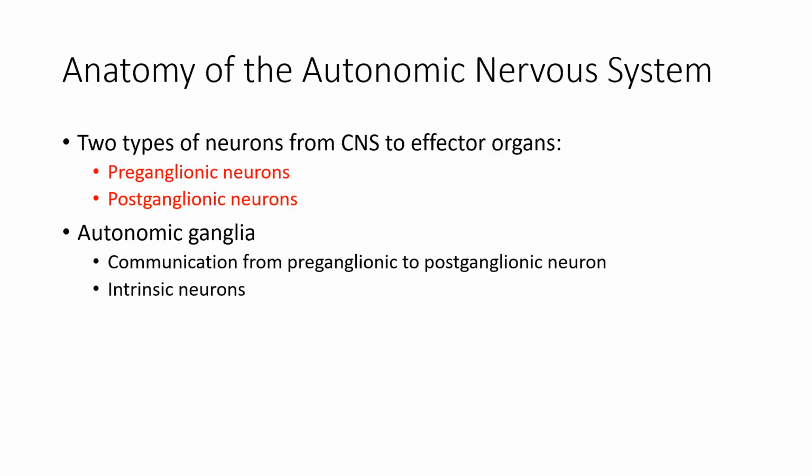Some excellent questions coming up here. All right, so let's continue on. We talked about our two different neurons, the preganglionic and postganglionic, and then the autonomic ganglia, which is the communication between those neurons. Again, because it's not in the central nervous system, we're calling it a ganglia. There are also intrinsic neurons that we're not going to talk about too much that also help to bridge the communication between these pre and post ganglionic neurons.